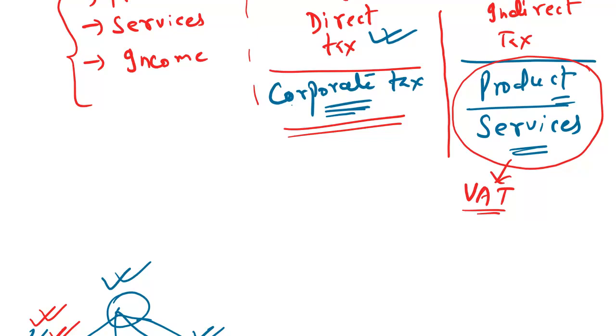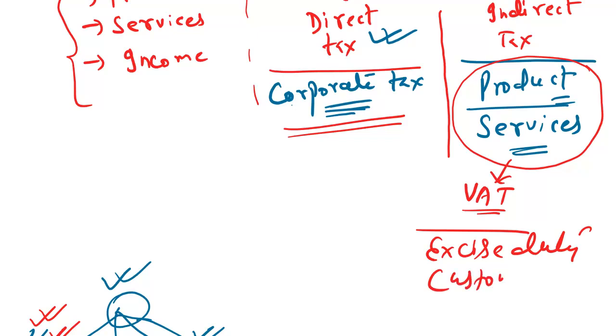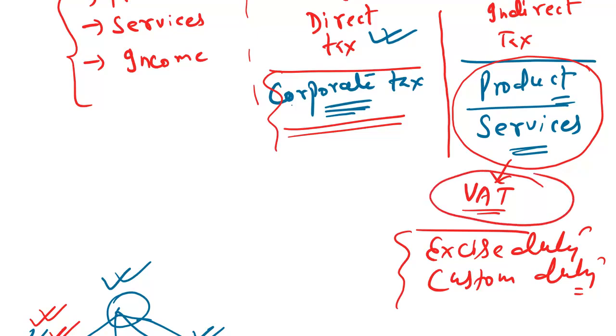Other than VAT, of course, we have excise duty and customs duty. This all comes under indirect nature. So again, I'm telling you, we are not going to discuss this. We are going to discuss this one. Step by step, we have to go.